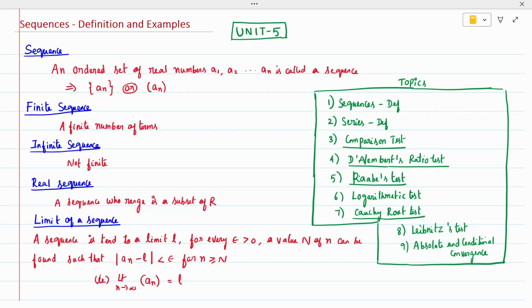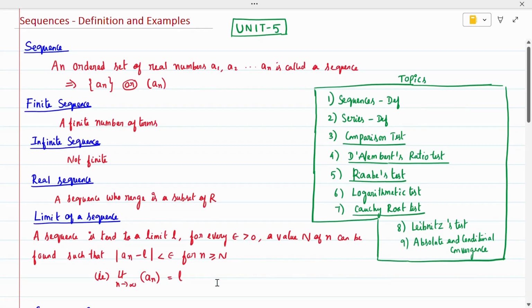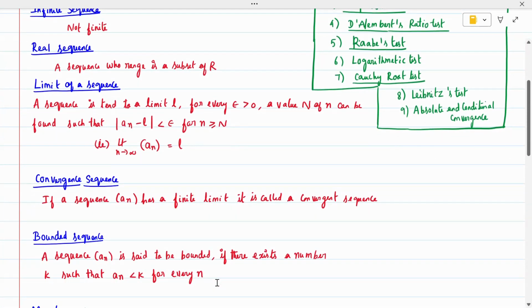Real sequence: a sequence whose range is a subset of R is called a real sequence. Limit of a sequence: a sequence tends to a limit L if, for every epsilon greater than 0, a value N can be found such that |an - L| is less than epsilon for every n greater than or equal to N. Then we say L is the limit of the sequence. As a shortcut, we can say limit as n tends to infinity of an is L. Depending upon this L, we can say it is convergent or divergent. When you have a finite limit, it is called convergent. When you have infinity, it is divergent.